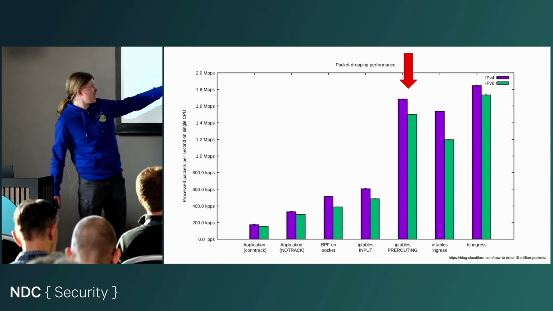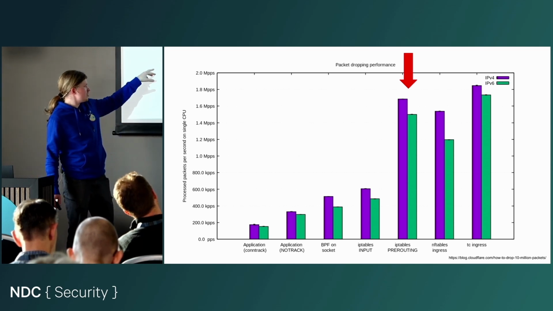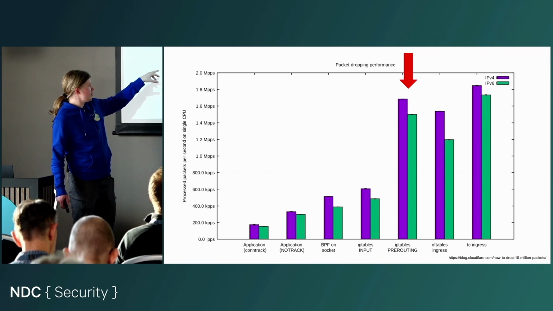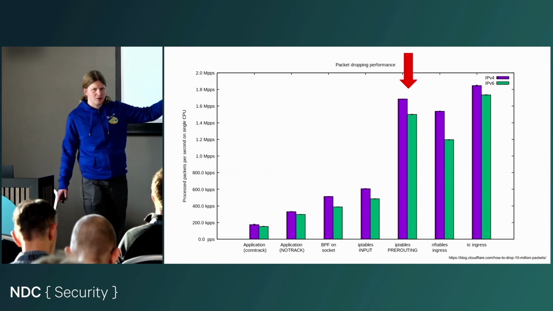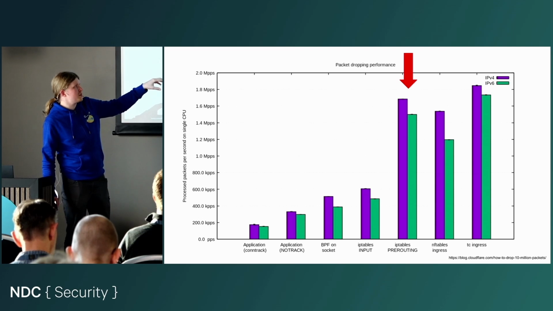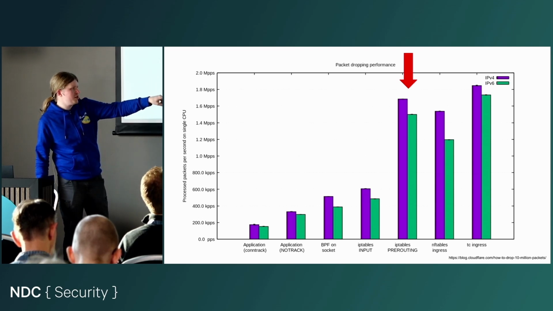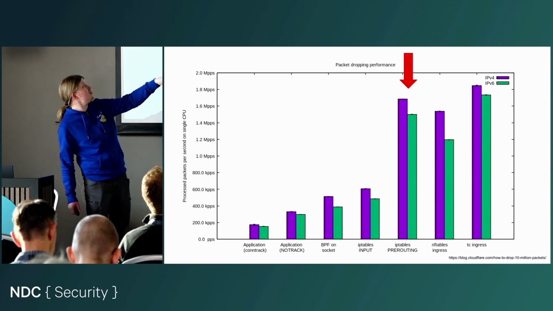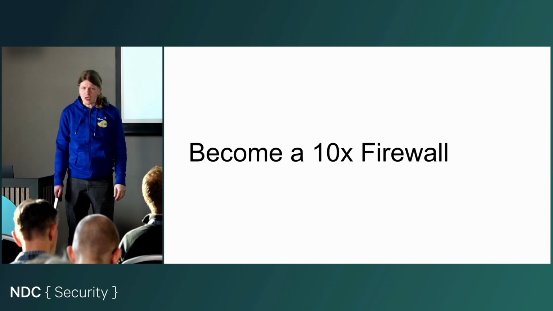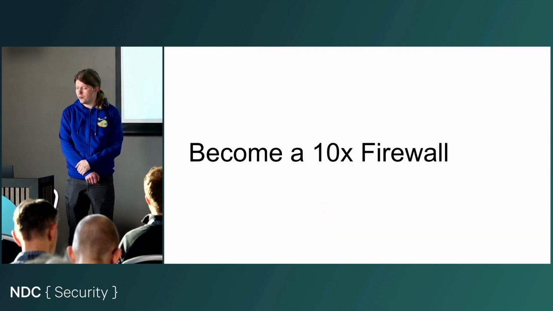You see here the application. In experiments Cloudflare did, dropping at application level, you can drop around 200,000 packages per second. But when we go to IP tables, we get into a range of 1.8 million. But we want to become a 10x developer, or 10x firewall.